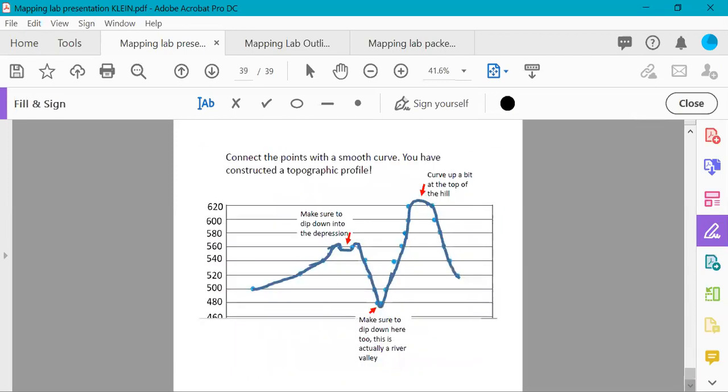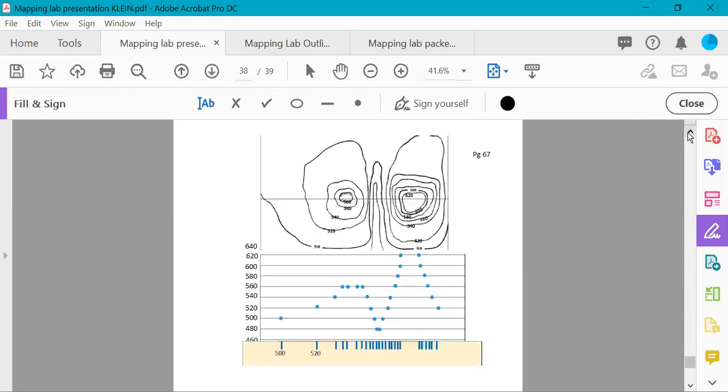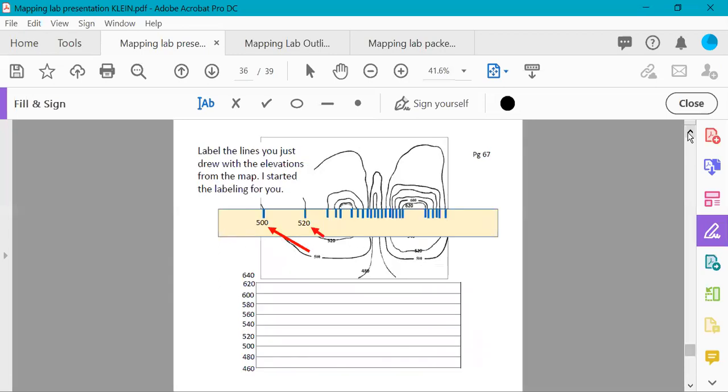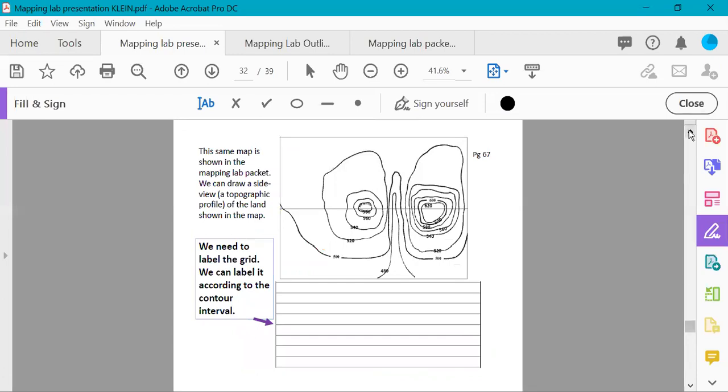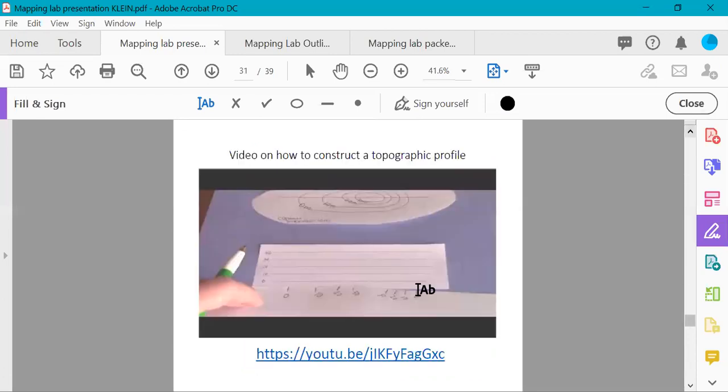So the rest of the presentation just goes through how I drew a profile of this particular map. Okay, so it's a tutorial. And then I have this video here. So I'm going to stop the recording and I'm going to show you the video.